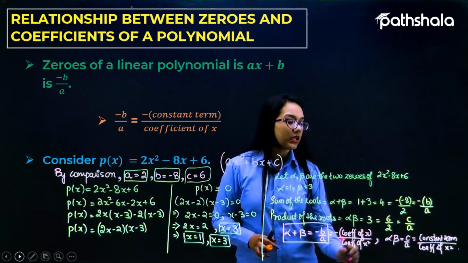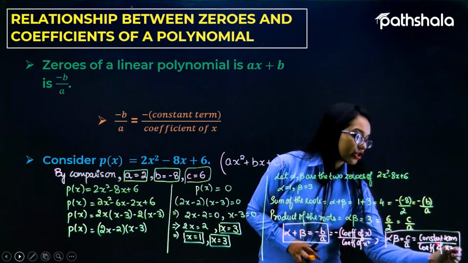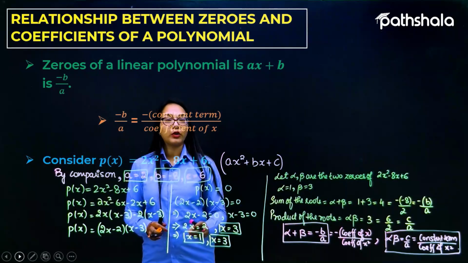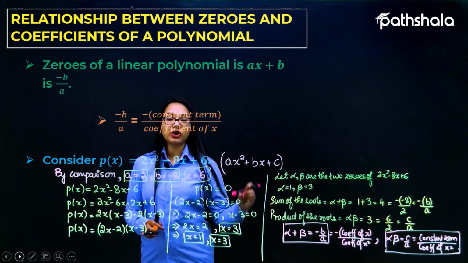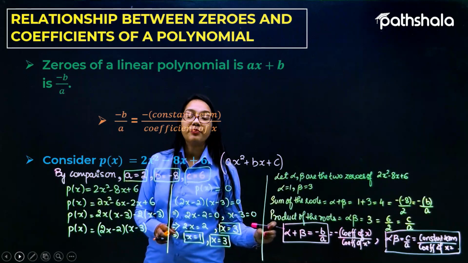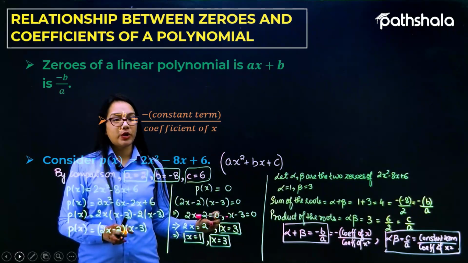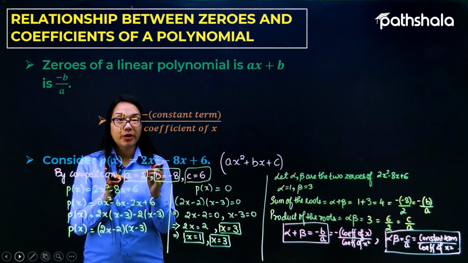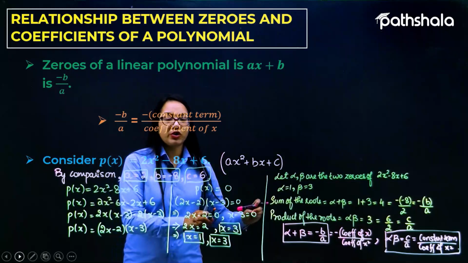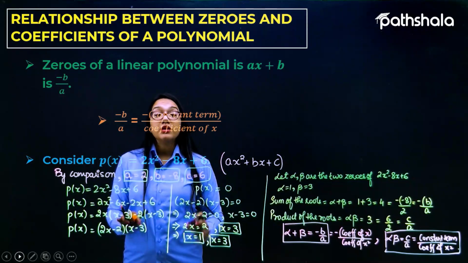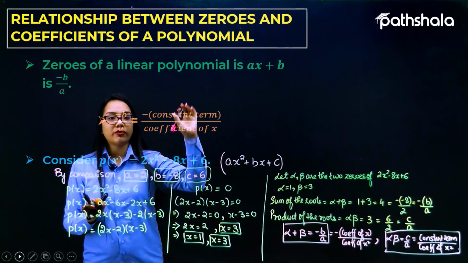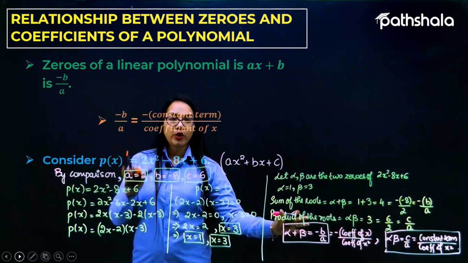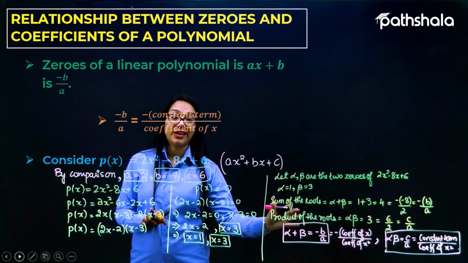So this is nothing but the relationship between the zeros of a quadratic polynomial and the coefficients of the quadratic polynomial: the sum of the zeros, alpha plus beta, is equal to minus b by a. This is the relationship between the zeros and the coefficients of a quadratic polynomial. I hope the relationship between the zeros and the coefficients of a linear polynomial is all clear to you, and the relationship for quadratic polynomials is also clear to you.